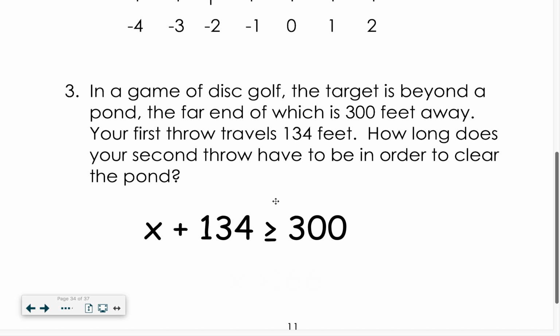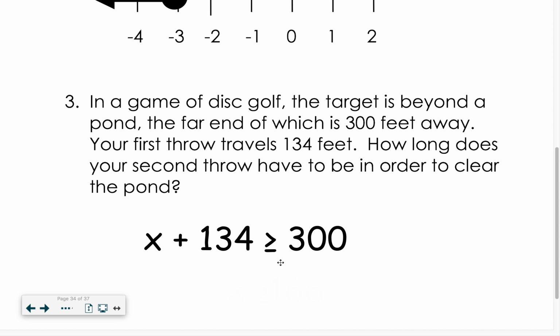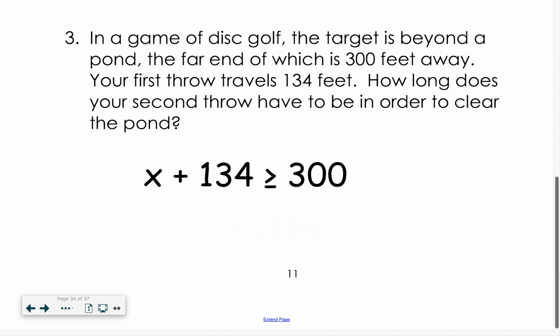What are you going to do to both sides to solve this? As you will probably tell me very quickly, you would subtract 134. You are correct. And you get x is greater than or equal to 166. And that should say feet. Please put feet on yours. And we have our answer.